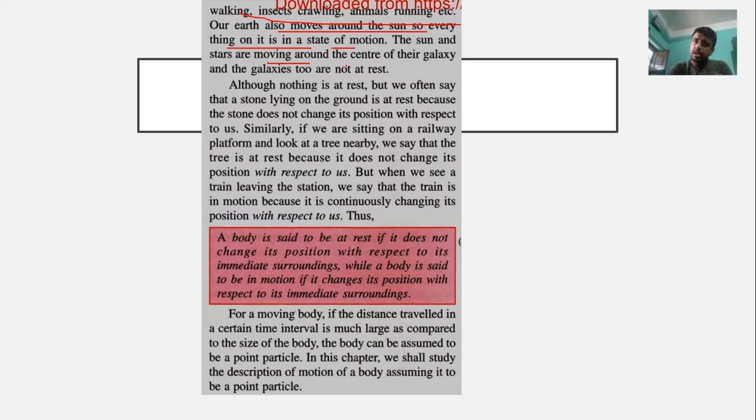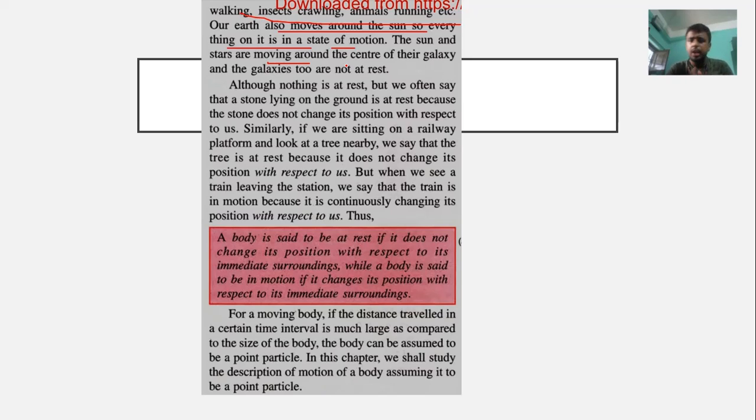But as I said also that the earth is moving. So if earth is moving, how can that stone be at rest? The stone is also moving. With the earth, stone is also moving. But it is not changing the position with respect to time as far as we are concerned. Means we are saying that it is at rest, but it is moving. It is not in state of rest.